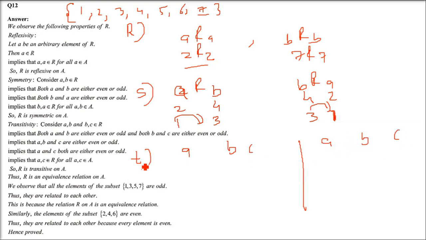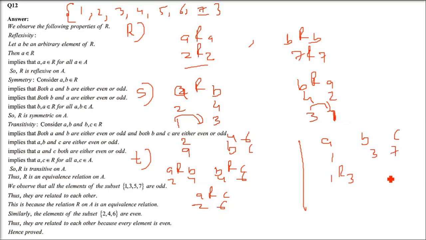A, B, C, here also A, B, C. Now A is related to B, B is related to C, A should be related to C. So take A, B, C as even. So 2 is related to 4, so 2 comma 4 is even. 4 comma C, 4 comma 6, they are even. 2 comma 6, they are also falling in this set, they are even.